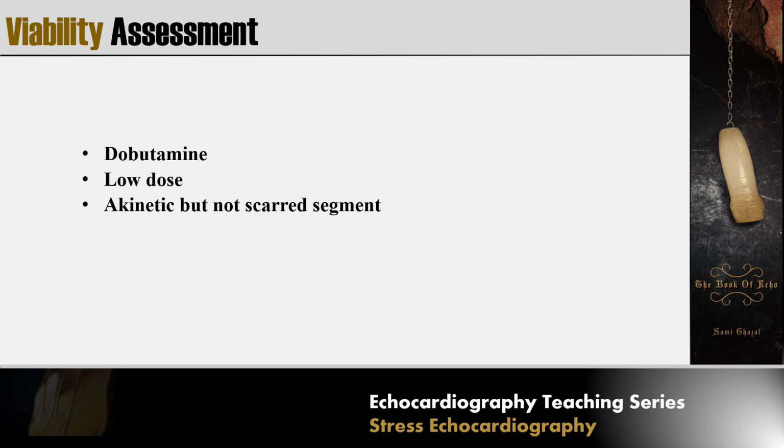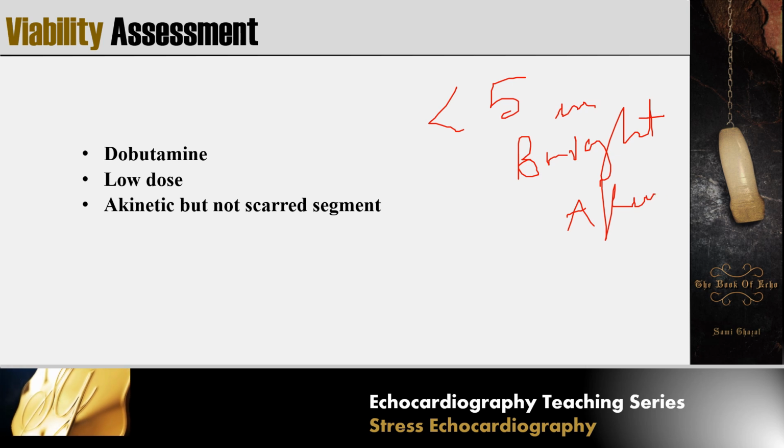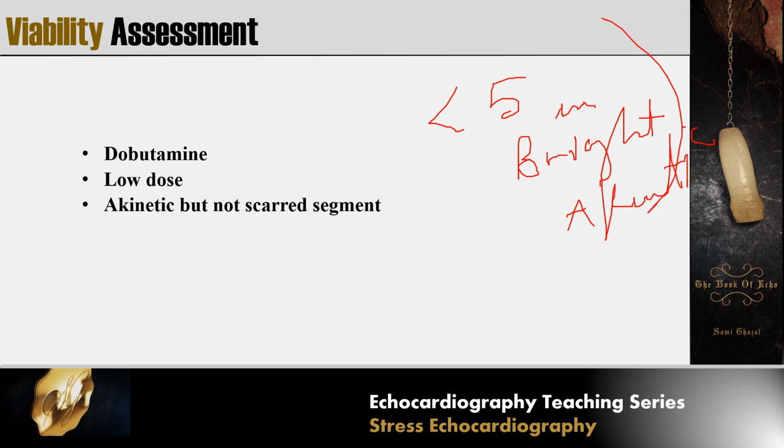Now we will shift to viability. Viability is a frequent indication of stress echocardiography. It is performed to assess akinetic segment response. A scarred segment is defined as less than 5 mm. There is no use to do viability for a scarred segment because it's already scarred, non-viable. The definition of scar is wall thickness less than 5 mm. It's bright, and it's also akinetic. So if you have all those three attributes in a segment, it means that segment is scarred, which is not viable.